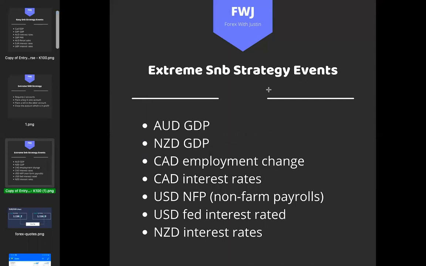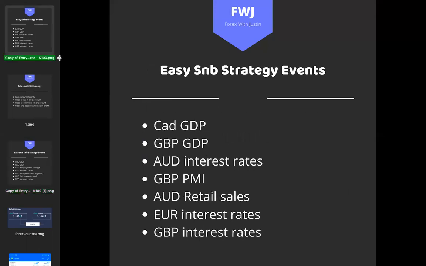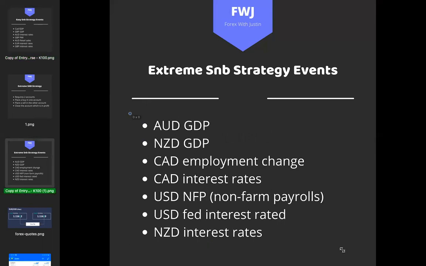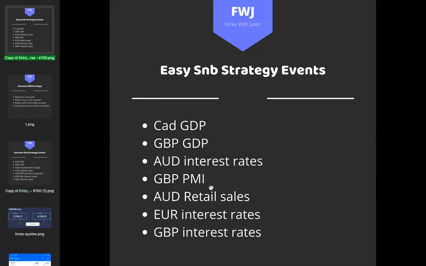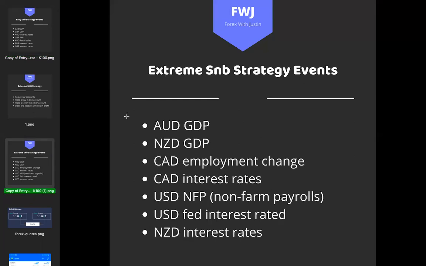Then when it comes to the news events for it, this is the list. I think you can even see that the list is different. For the easiest SMB, there's PMI, there's GDP, interest rates, but with the extreme SMB, it's different. This one has AUD GDP, NZD GDP. There's no GBP GDP or GBP PMI or AUD interest rates. None of those are in this list here. They're all separate lists. Yeah. So this is the news.